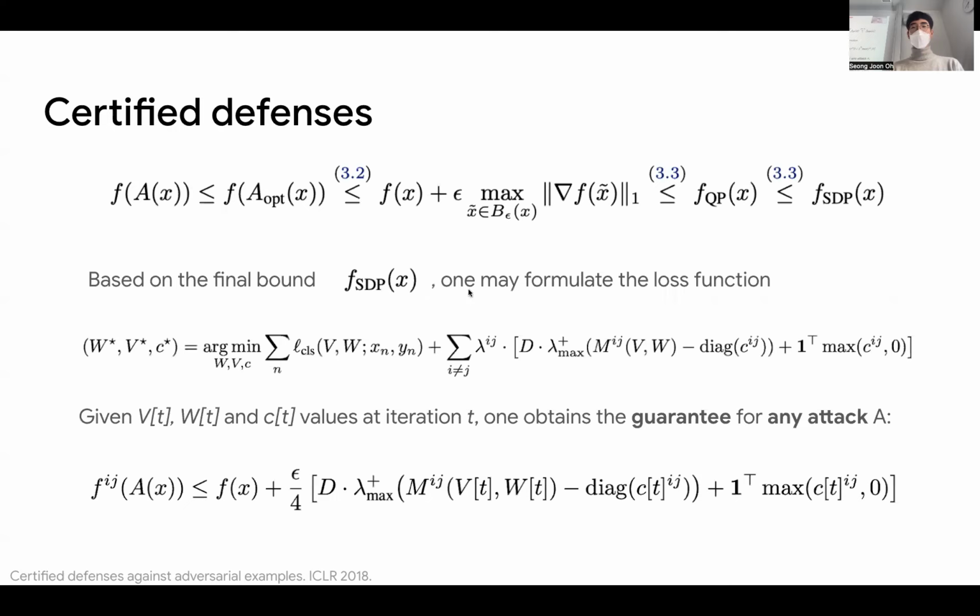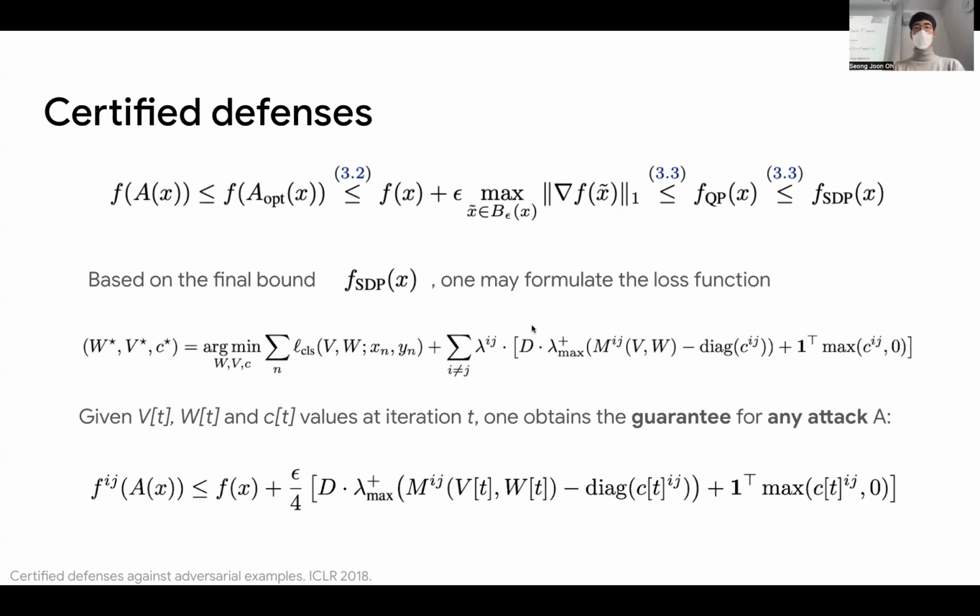I won't go into a lot of detail here, so I copied and pasted the same sequence of inequalities. Based on this final formulation, FSDP, they have formulated this loss function. This is the typical chain of thought for certified defense. You first come up with a trainable objective, and then show that solving this trainable objective will make sure that there's no worse attack than a certain type of attack, right?